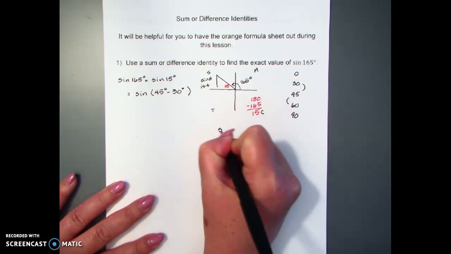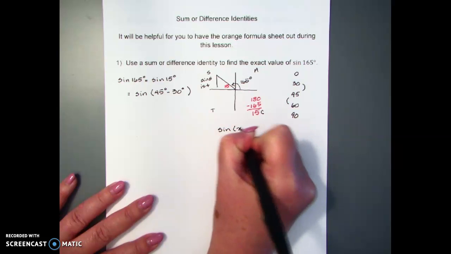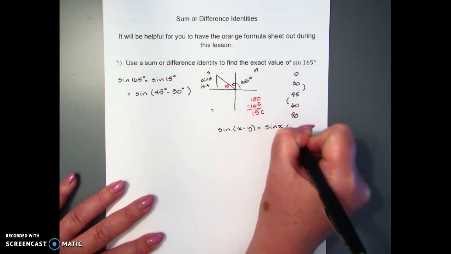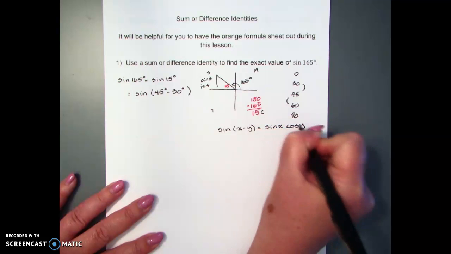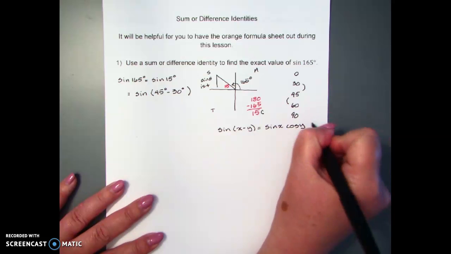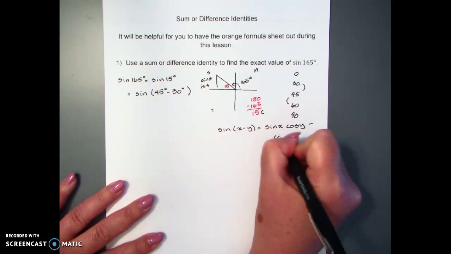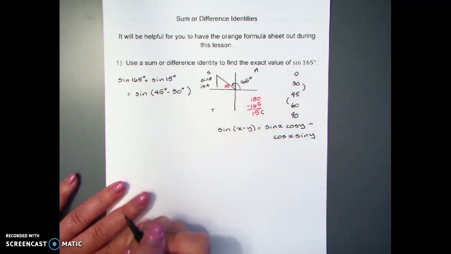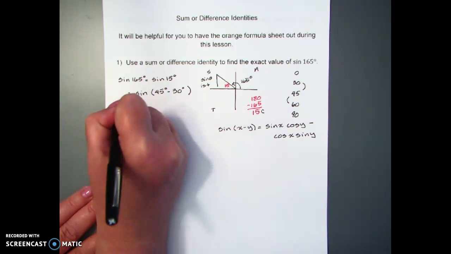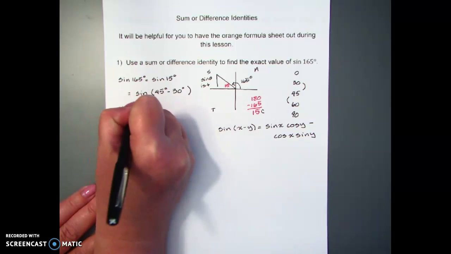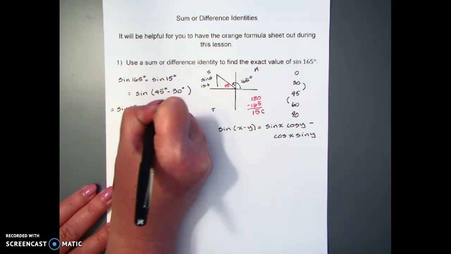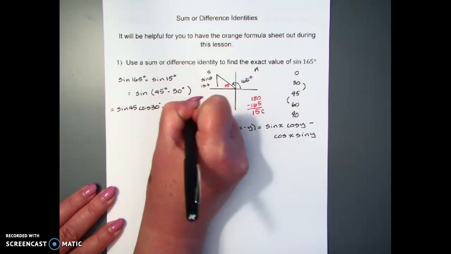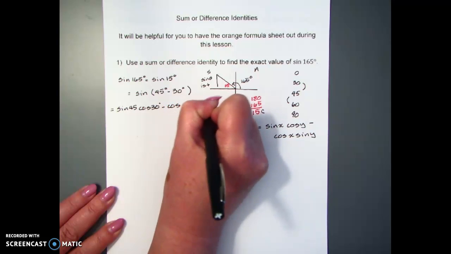We have a formula that says the sine of x minus y is going to be the sine of x cosine of y. Since these are different, the sign in the middle is going to stay the same, so it's going to be minus, and then the cosine of x times the sine of y. Coming over here, that means we have the sine of 45 times the cosine of 30 minus the cosine of 45 times the sine of 30.